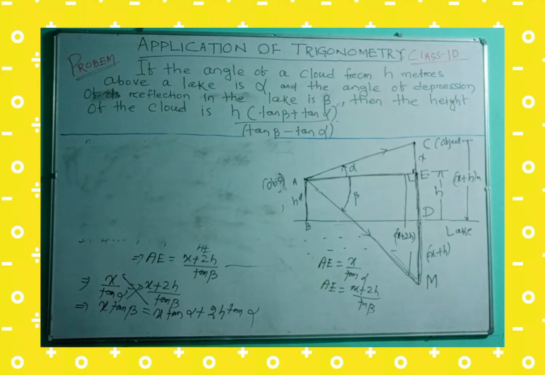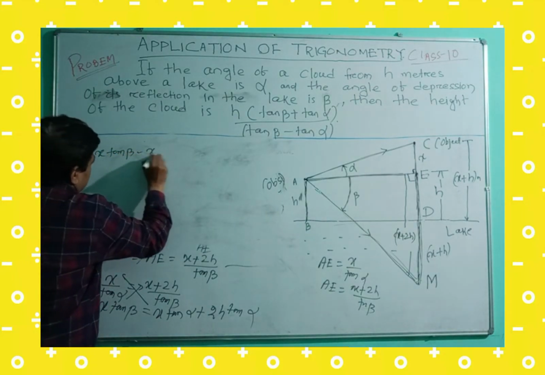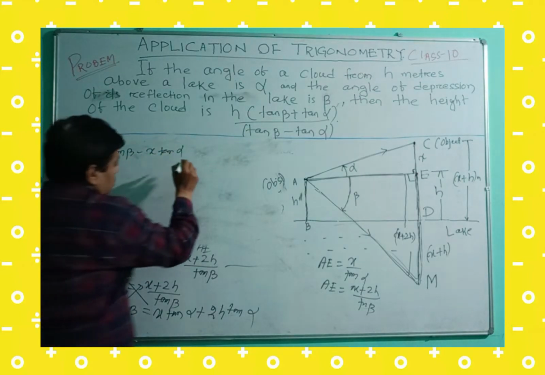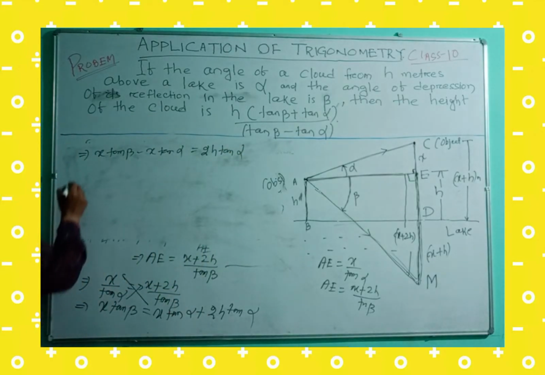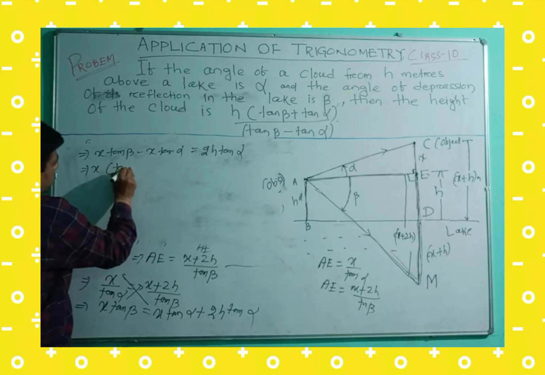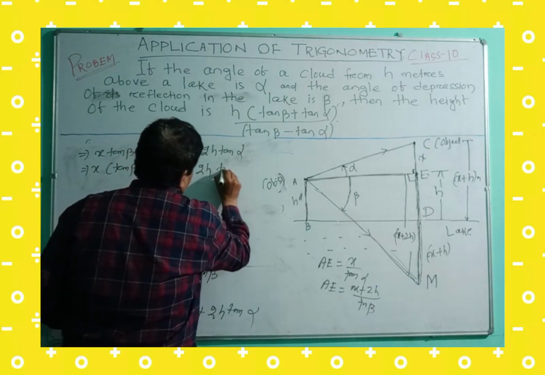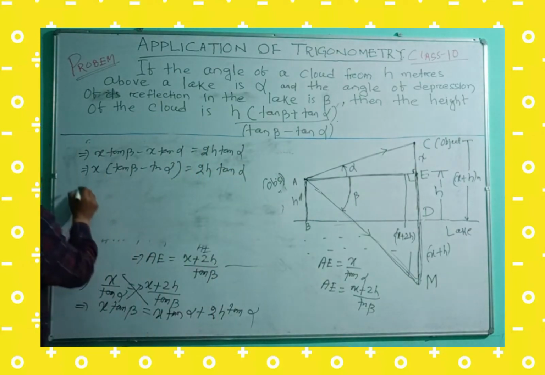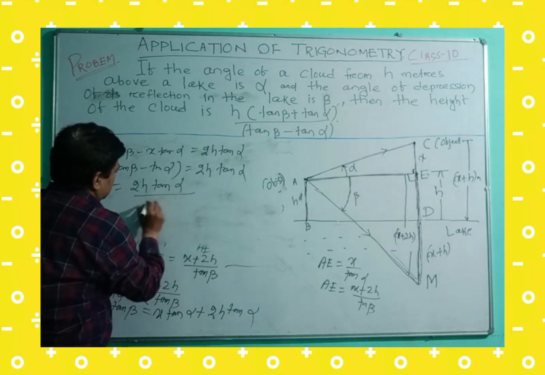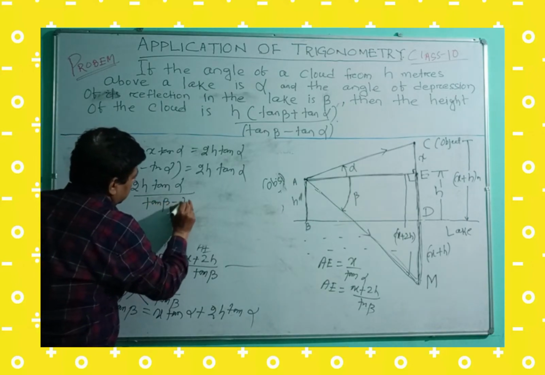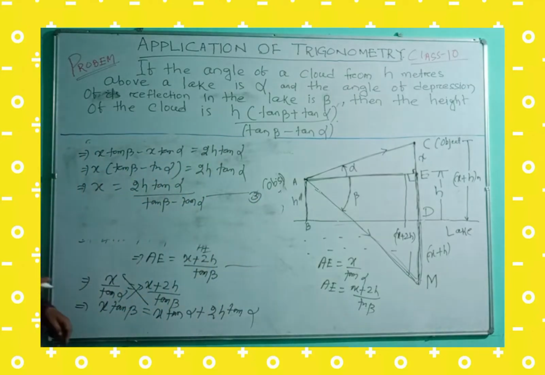Look down once again. It will be X tan beta minus X tan alpha is equal to 2H tan alpha, right? And that implies X whole into tan beta minus tan alpha is equal to 2H tan alpha, or that implies X is equal to 2H tan alpha divided by tan beta minus tan alpha. This is equation number 3. Another equation we got. Understand?